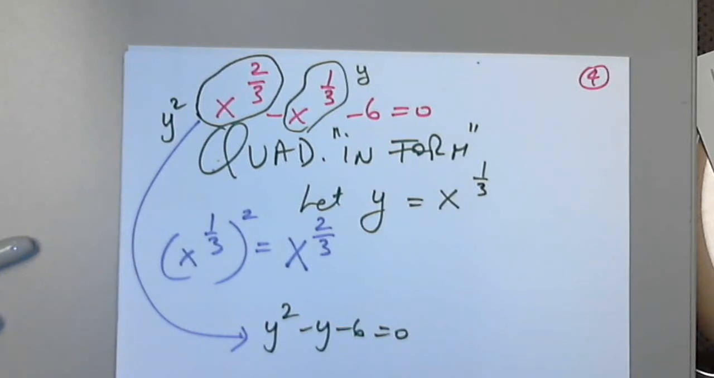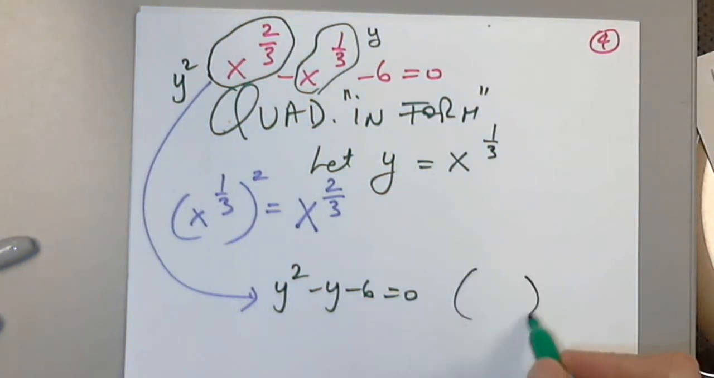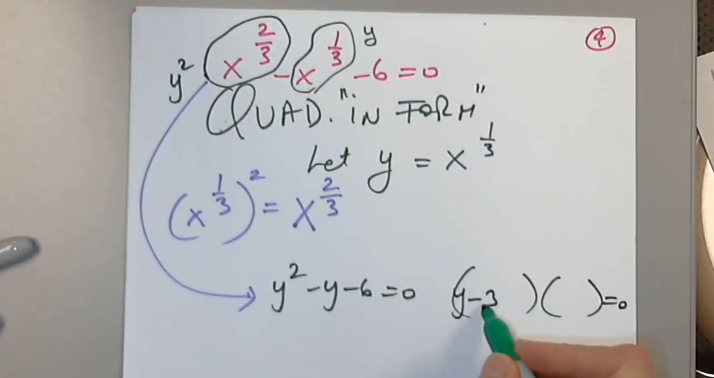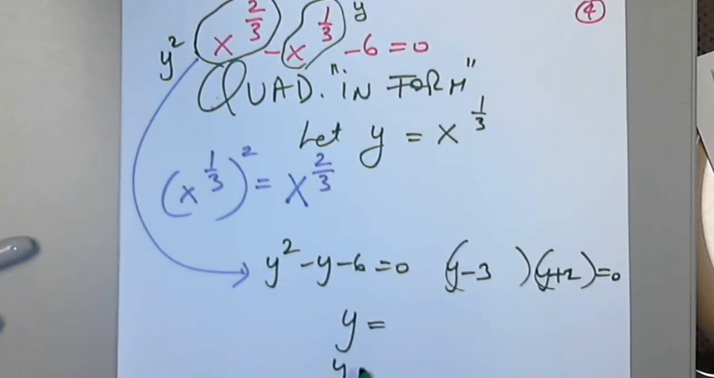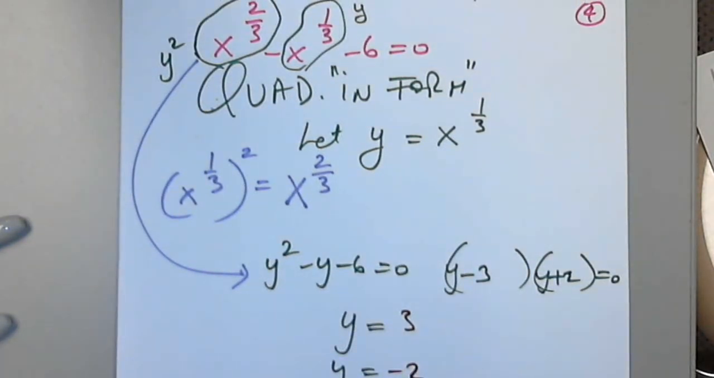So how will you factor that? -1, 6. Well, you don't know that you can't take a number out of the variable. The product is -6 and the sum is -1. Very good. y minus 3, y plus 2. Perfect. The sum is -1, the product is -6. So there are two options for y. And the options for y are y equals 3 and -2. Very good.